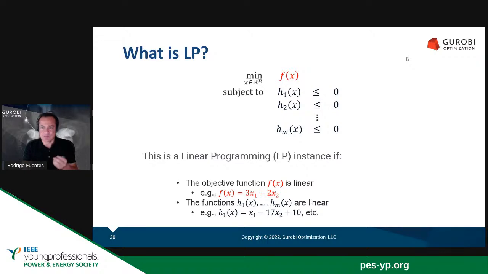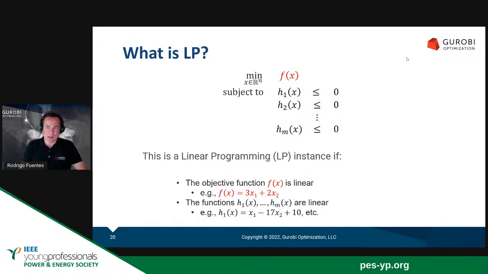So what is a linear programming problem? It's a problem in which we want to minimize an objective function subject to other functions. All the functions involved here are linear functions. So we want to minimize a linear function f subject to linear functions h1, h2 through hm. The variable that we have is an n-dimensional vector, a vector x of real values that has a dimension of n. So this is a pretty generic formulation. The key here is that the functions involved in this problem are all linear.